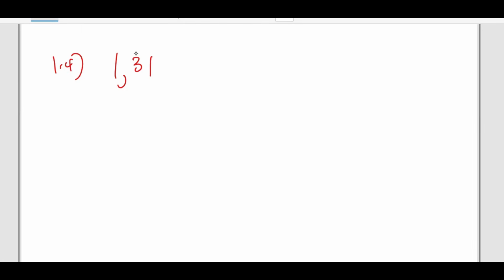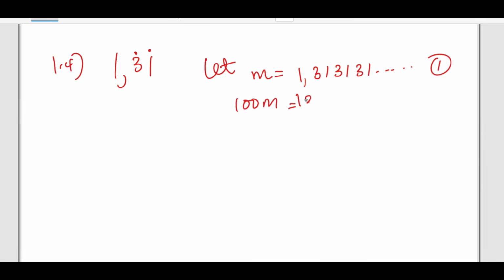1,31. Okay, so let's use m this time around. 1,31, 31, 31, and so on. In this case, it's straightforward: there is no number that's not repeating. All numbers are repeating, like the two numbers after the comma. So we're going to multiply by 100 on either side. So 100m is equal to 131,31, and then 31, and then 31. This is equation number 2.